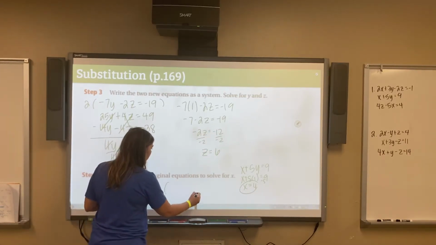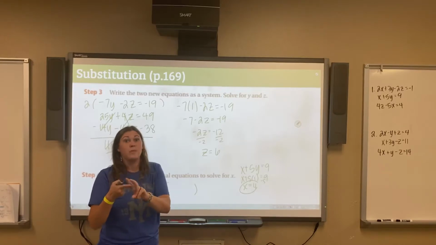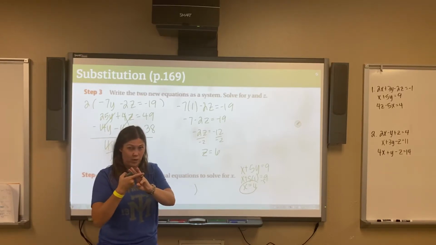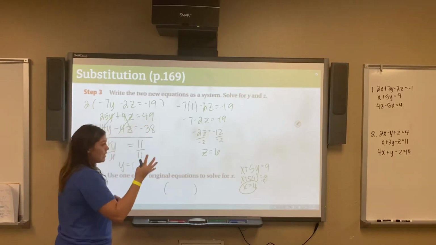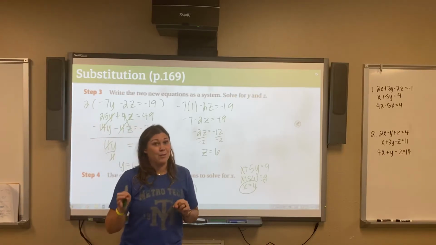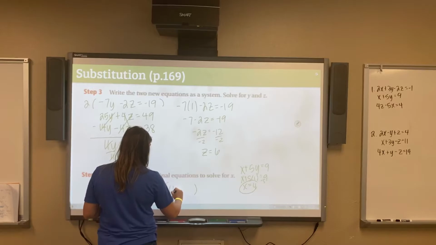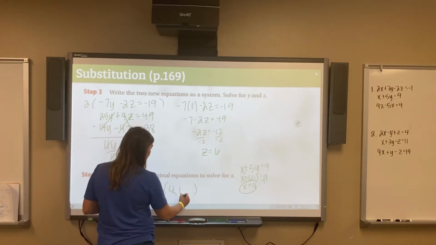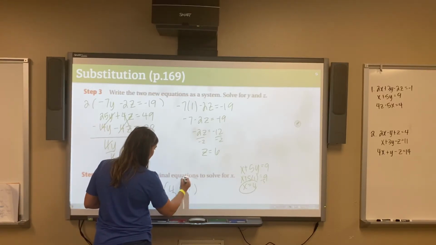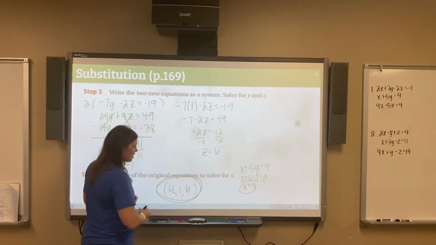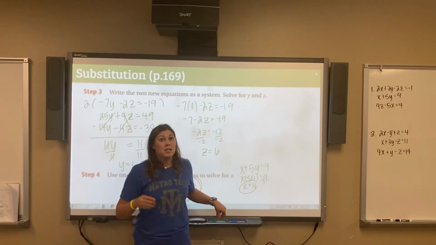So we're going to write our answers as, instead of an x and a y, an x, y, and z ordered pair. It matters what order, it needs to be in alphabetical order. Okay, so our x is 4, our y is 1, and our z is 6, and that right there is your answer.